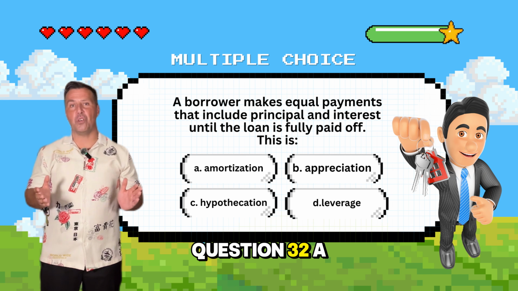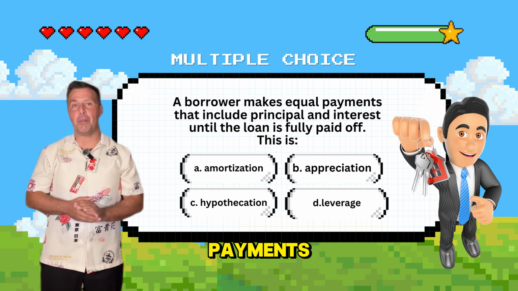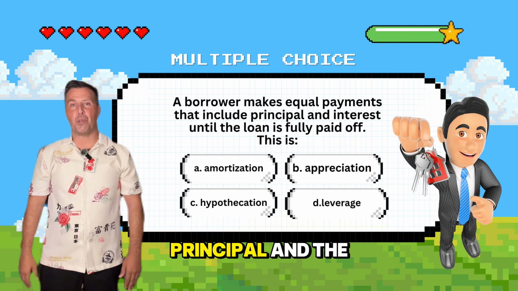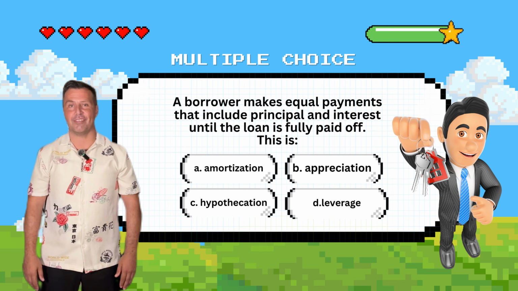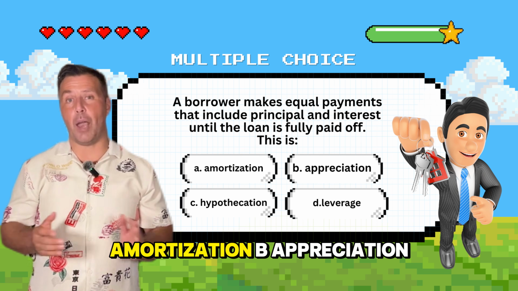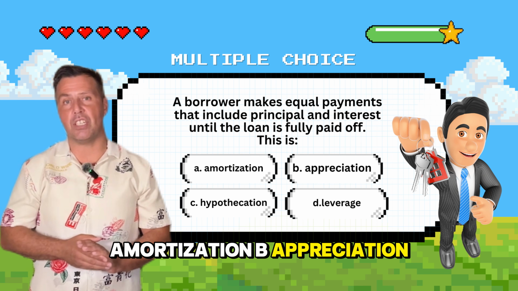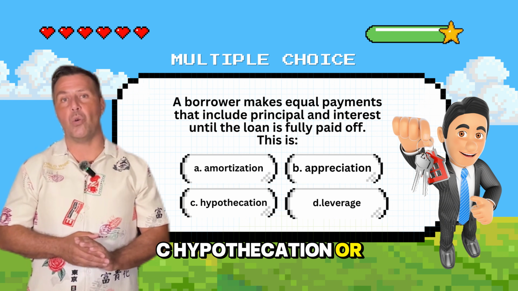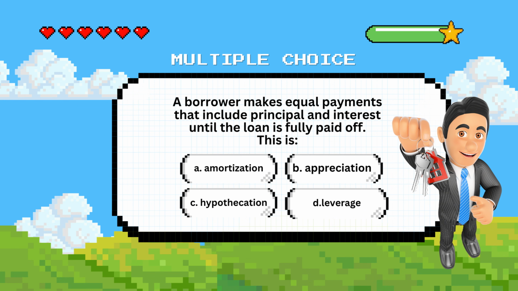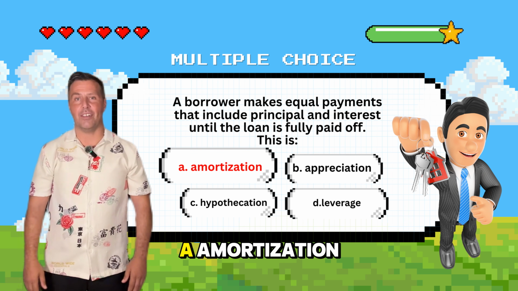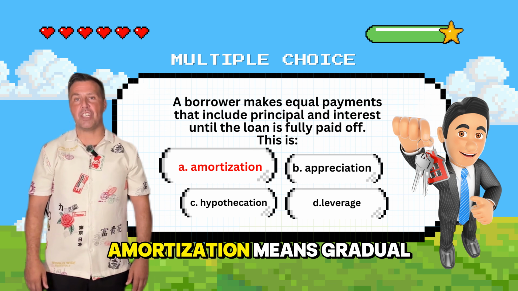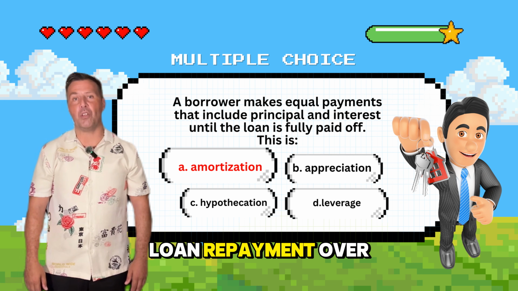Question 32. A borrower makes equal payments that include the principal and the interest until the loan is fully paid off. This is A. Amortization, B. Appreciation, C. Hypothecation, or D. Leverage. The answer is A. Amortization. Amortization means gradual loan repayment over time.